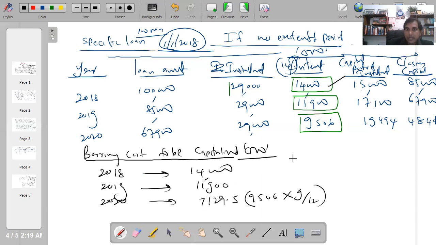So we assume that there is no extended period, therefore those 2 months also would be taken into consideration for the capitalization. Okay, so altogether 14,000 and 11,900 and 7,129.5, you would be getting 33,029.5.